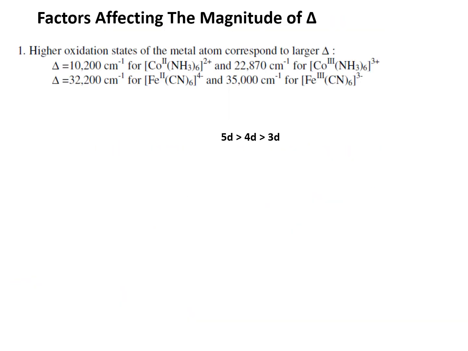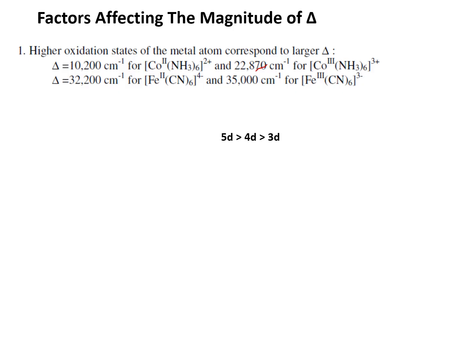Now, the factors affecting the magnitude of delta. When will we expect higher splitting? Let's give some examples. Co2+ en3 whole 2+, and at the same time we can see here Co3+ NH3 whole 6 3+. We can see larger splitting for one of these cases. Okay, why is this happening?